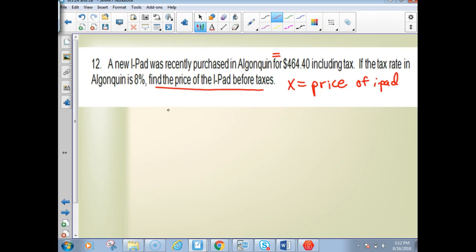So X is going to be the price of the iPad. When you buy an iPad, you gotta pay for it. It's X. But you also have to pay taxes on it. And the rate was 8%, so 0.08 times the cost of the iPad has to get added on. And that equals $464.40. Now, you should have done problems similar to this in Algebra 1. So this is technically review of things that you've seen before.